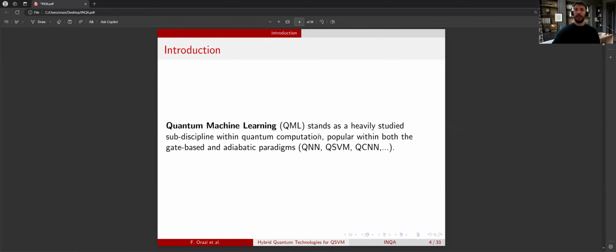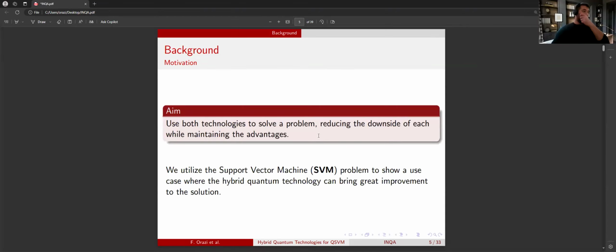Quantum machine learning is a sub-discipline of quantum computation. It takes a lot from classical machine learning, in the sense that it tries to find a way for a classical machine learning model to gain some advantages with quantum computation and quantum effects. The aim of this seminar and of our methodology is to utilize both technologies, quantum annealing and gate-based computation, to reduce the downside of each while maintaining their advantages.